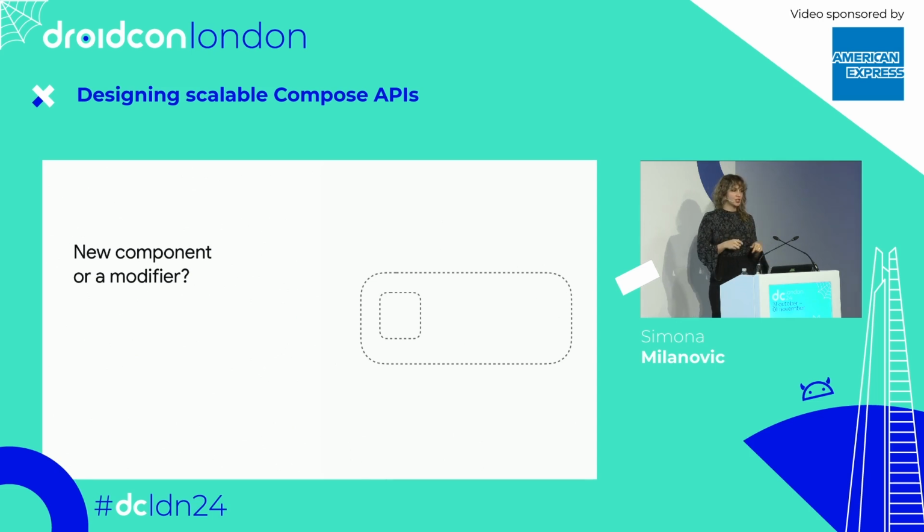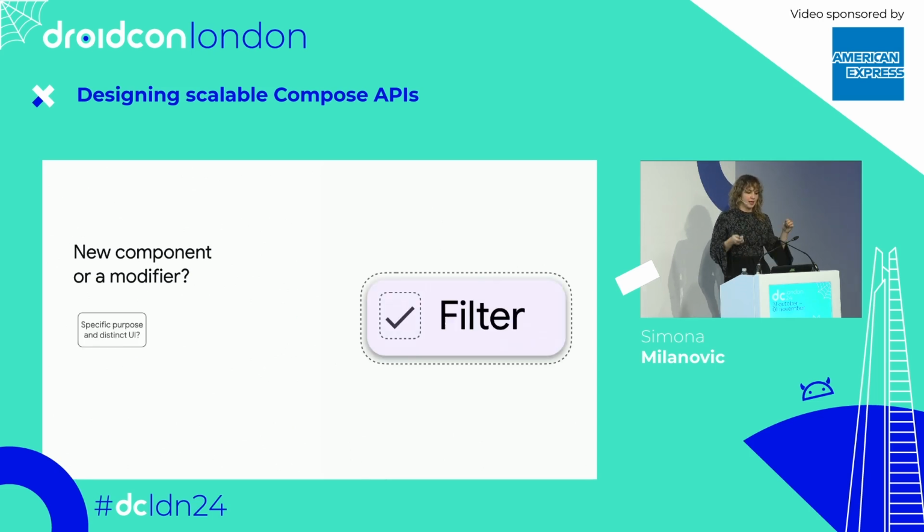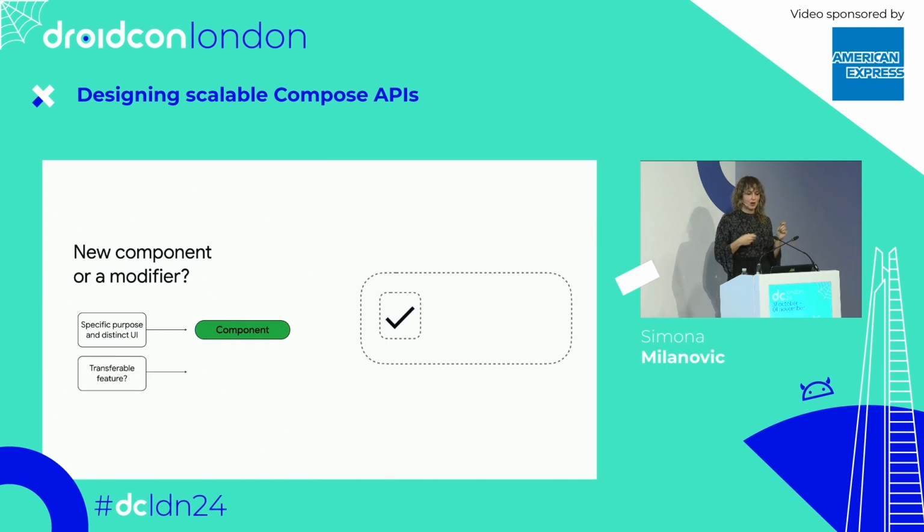Now, we envisioned a chip component with a specific purpose in mind and with a distinct UI that follows it that cannot be easily applied to other components. So we decided to create a new component. However, if we just want to make something selectable or clickable as a transferable feature or a behavior that can easily be applied to multiple components, we would create this using a modifier API and obviously not as a custom component.